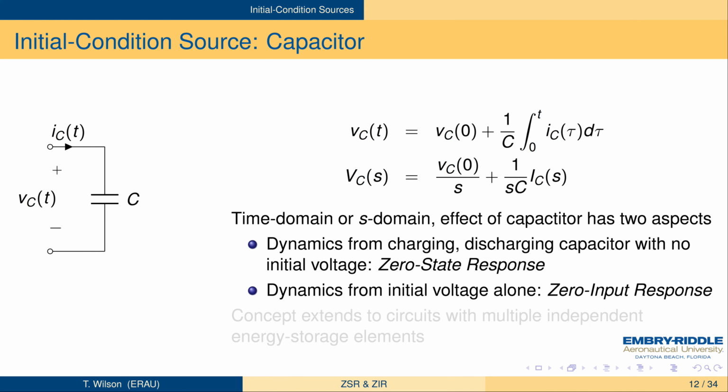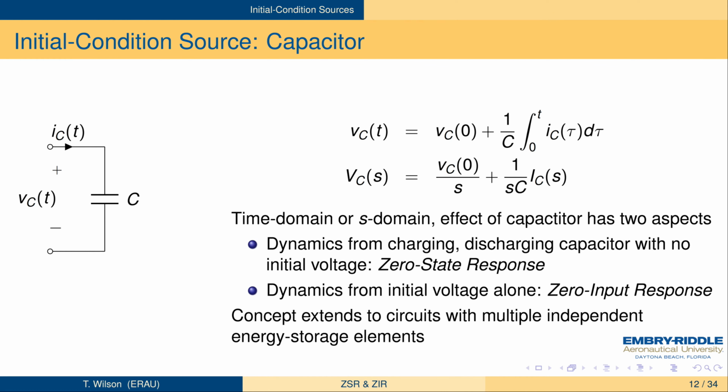And then you have dynamics in the rest of the circuit from the initial condition alone, as if there were no input, and we'll call that the zero input response. So the inputs determine the zero state response, and the initial conditions determine the zero input response. If you've got multiple capacitors and inductors, as long as they're independent, each is going to have its own effects. So we can extend this to a larger situation.